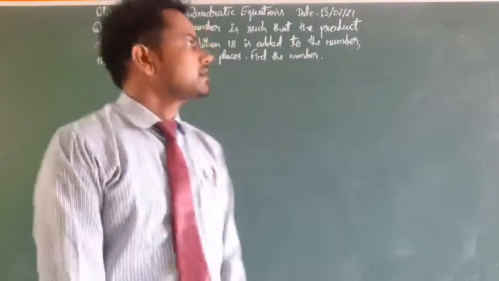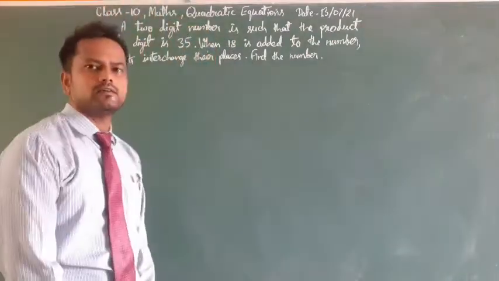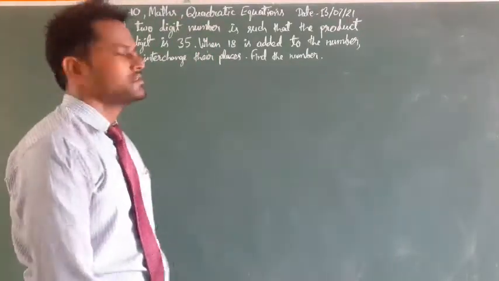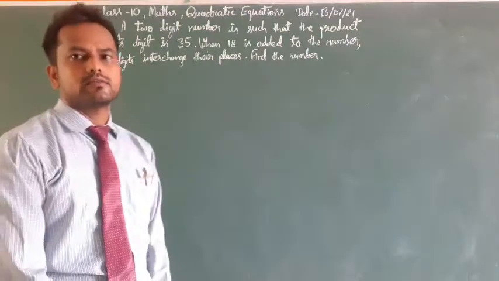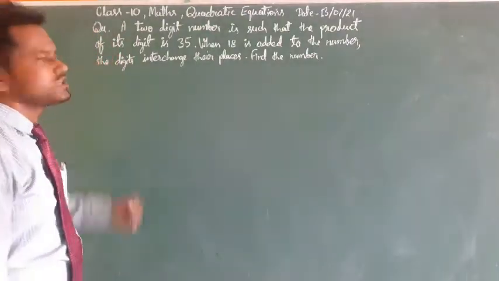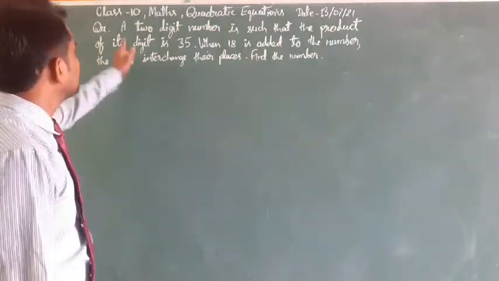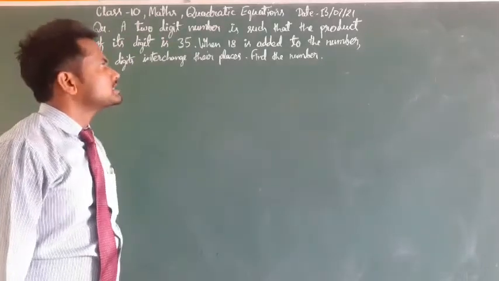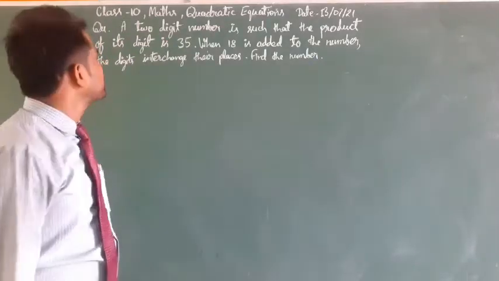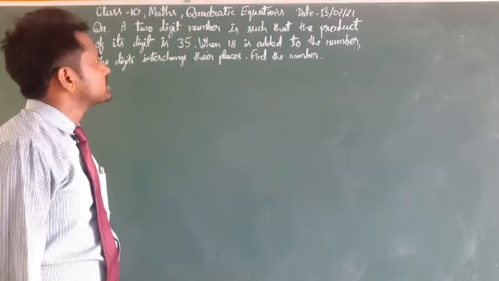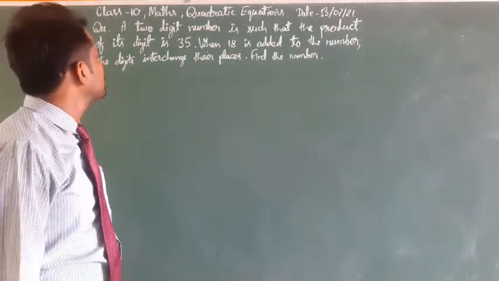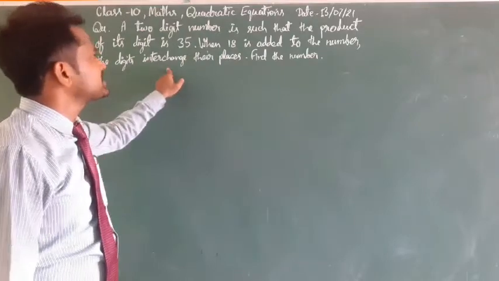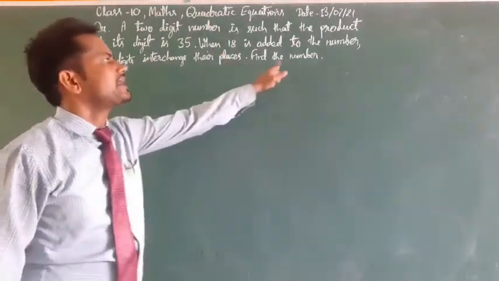Today I am going to explain questions which are based on numbers. First question is: given that a two-digit number is such that the product of its digits is 35, and when 18 is added to the number, the digits interchange their places. Find the number.